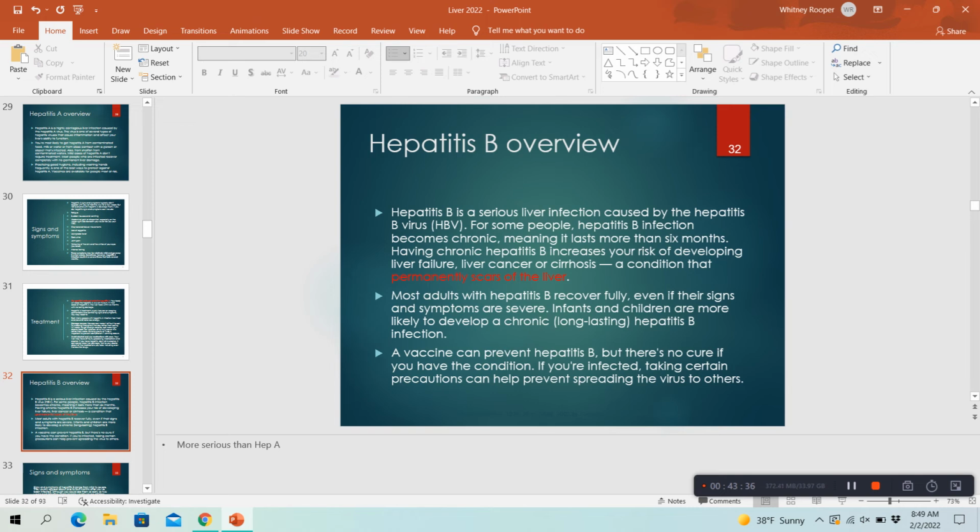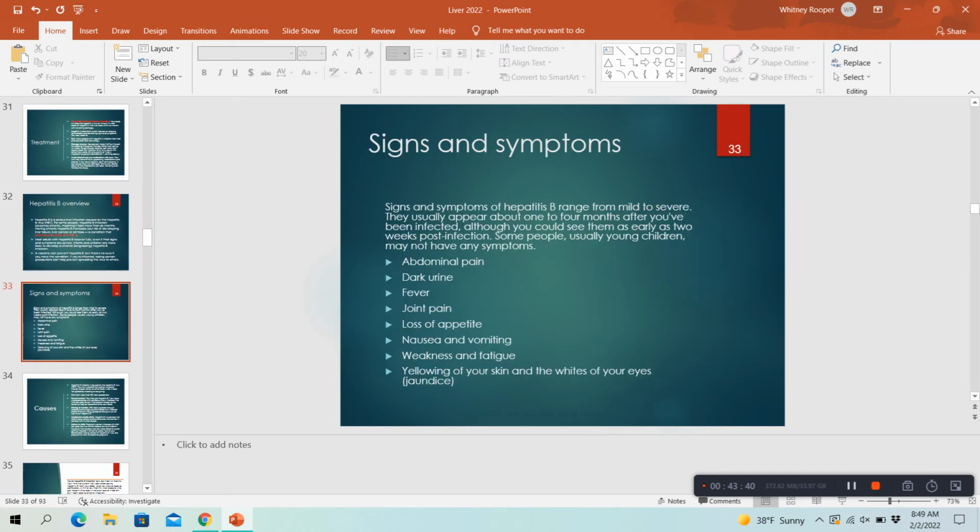Signs and symptoms can range from mild to severe. Again, a lot of your signs and symptoms are the same. Here we go with dark urine again, the joint pain, nausea, vomiting, the weakness and fatigue, and the jaundice. So all your signs and symptoms can be the same with each one. And little kids and peds, they may not have any symptoms at all.